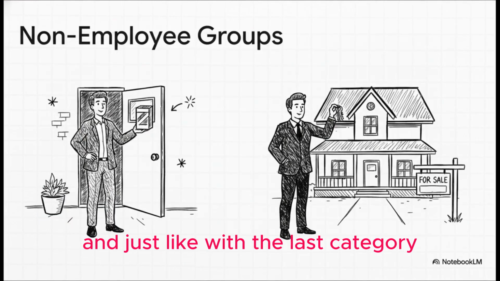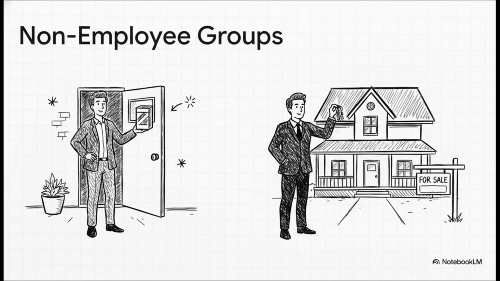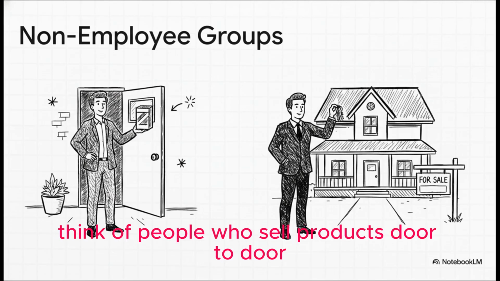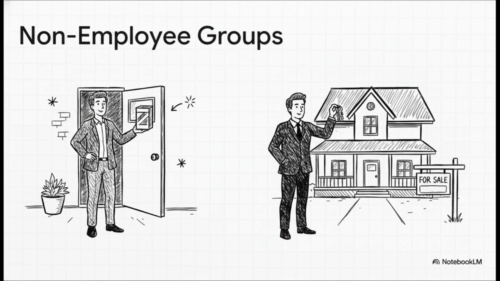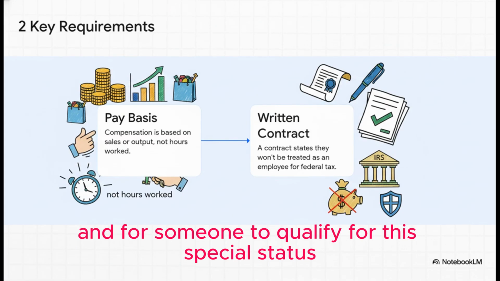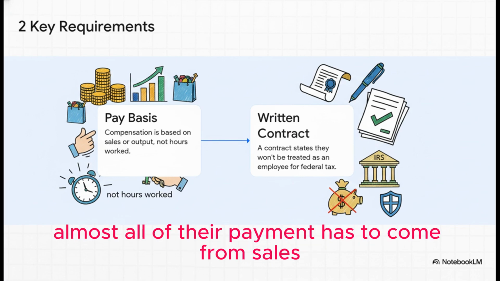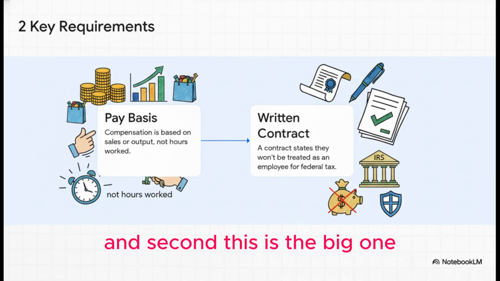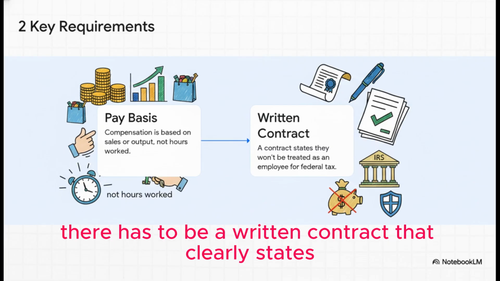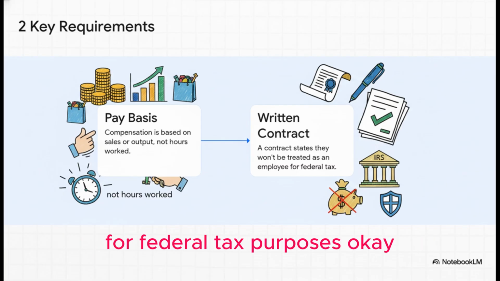And just like with the last category, this special status only applies to a very small, specific group of people. We're pretty much just talking about 2 professions here. Direct sellers, think of people who sell products door-to-door or at in-home parties, and qualified real estate agents. And for someone to qualify for this special status, 2 things are non-negotiable. First, almost all of their payment has to come from sales or other output, not from the number of hours they work. And second, and this is the big one, there has to be a written contract that clearly states they will not be treated as an employee for federal tax purposes.